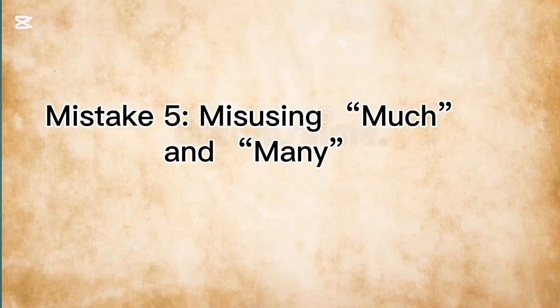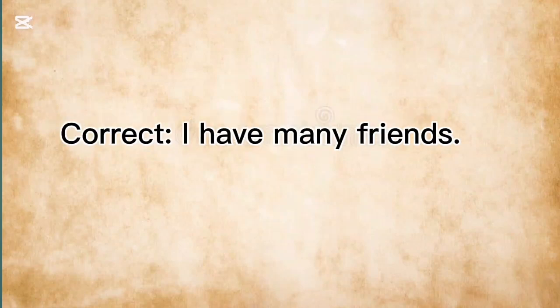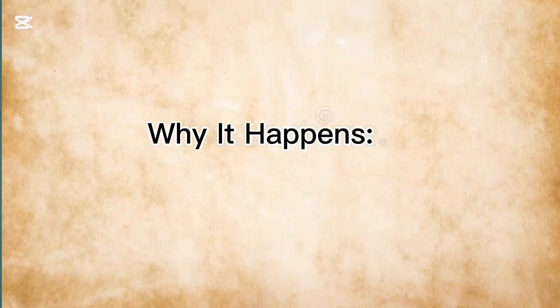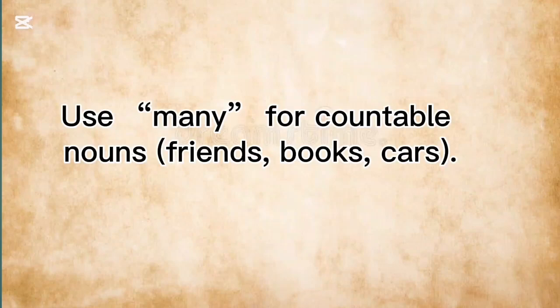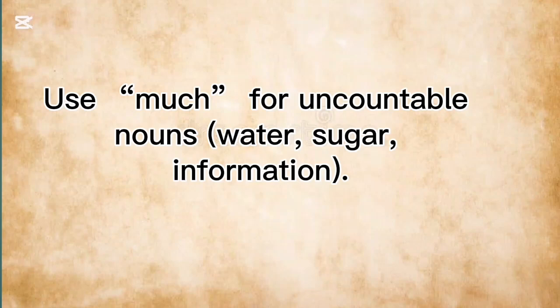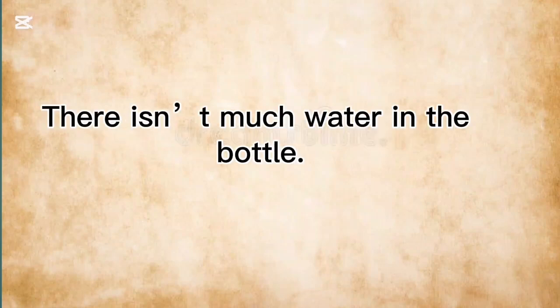Mistake 5. Misusing much and many. Wrong: I have much friends. Correct: I have many friends. Why it happens? Learners confuse countable and uncountable nouns. Fix. Use many for countable nouns: friends, books, cars. Use much for uncountable nouns: water, sugar, information. Examples. I don't have many books. There isn't much water in the bottle.